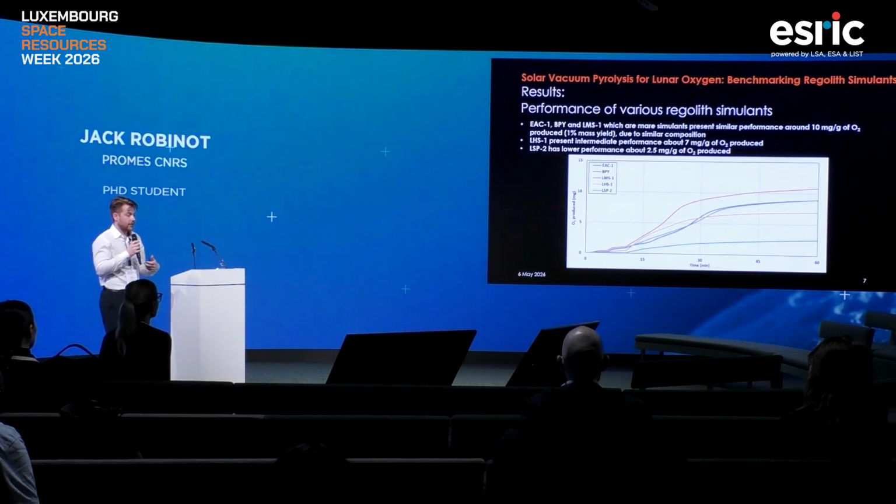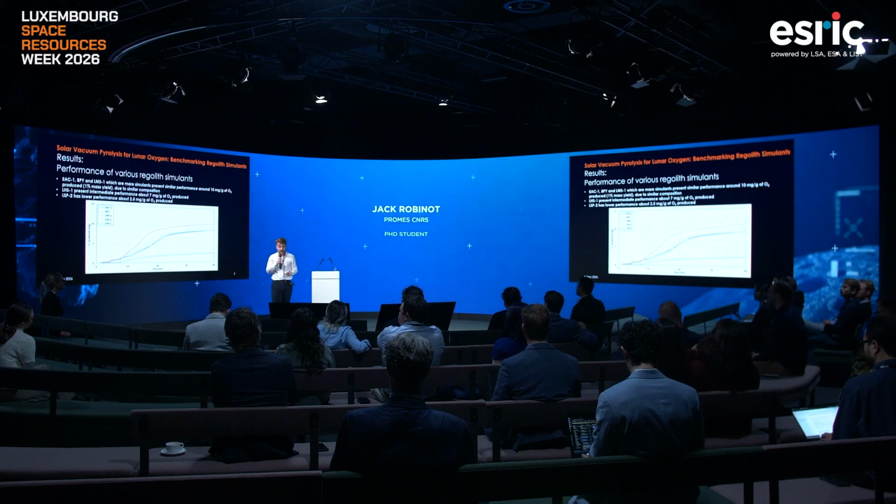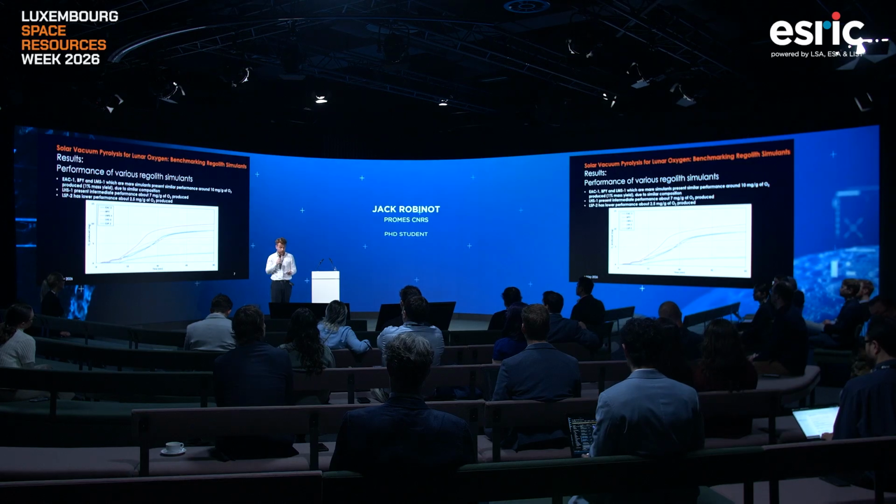And we explain that by similar composition, because they are all three Mare simulants. The LHS1, which is a highland simulant, presents intermediate performance with about 7 milligrams of oxygen. And then the lowest performance simulant is the LSP2, which is a lunar South Pole simulant. It has a performance of about 2.5 milligrams of O2.